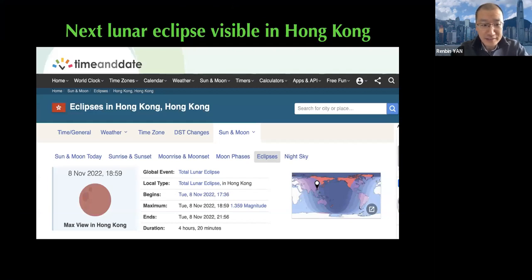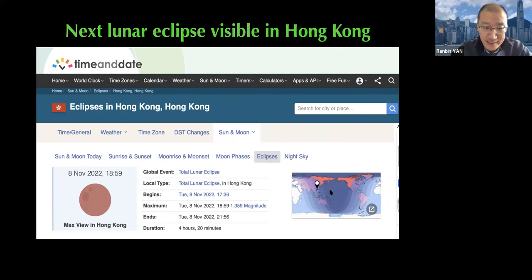I don't see any. Okay, that's good. No questions. So when will we see the next lunar eclipse visible in Hong Kong? There will be a lunar eclipse in November of this year, and it's going to be a total lunar eclipse. When a lunar eclipse happens, you see this everywhere on Earth because the moon is in the shadow of the Earth. So basically, the whole bright side of the moon is in the shadow, so it doesn't receive sunlight.